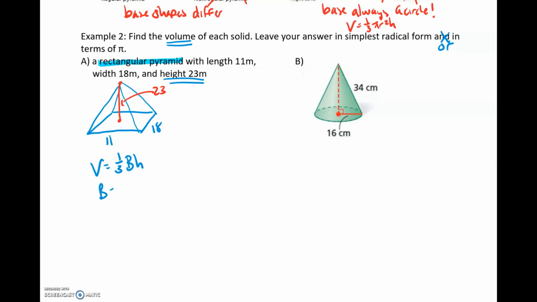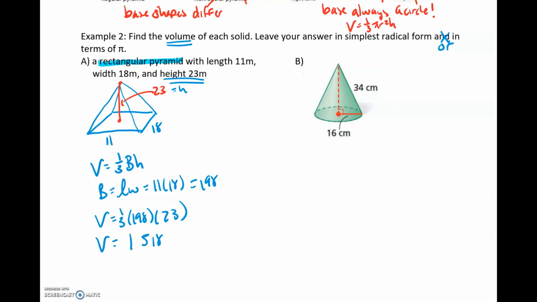And then we know, hey, area of the base is just base times height. Or if you don't want to have so many heights, we can call this length times width. So that's 11 times 18, which is just 198. We know height again is 23. So volume is 1/3 of 198 times 23. So volume is going to be 1,518. Don't forget units, cubic meters.